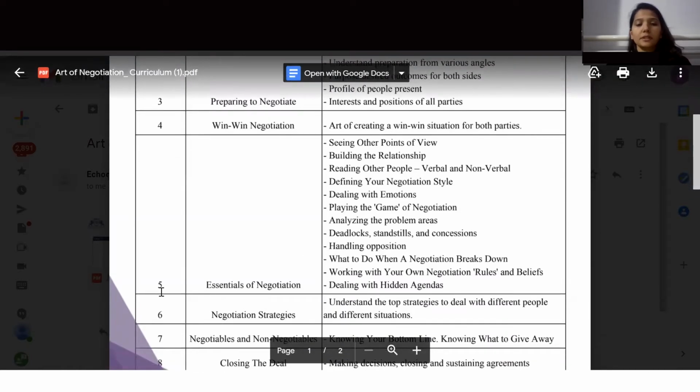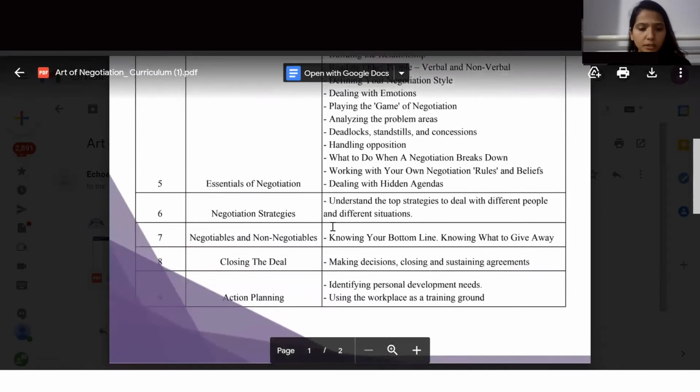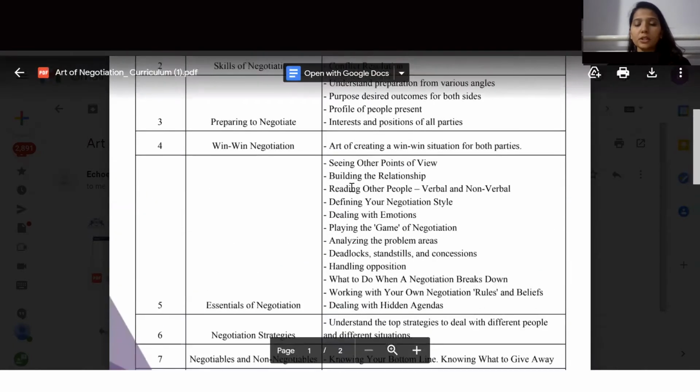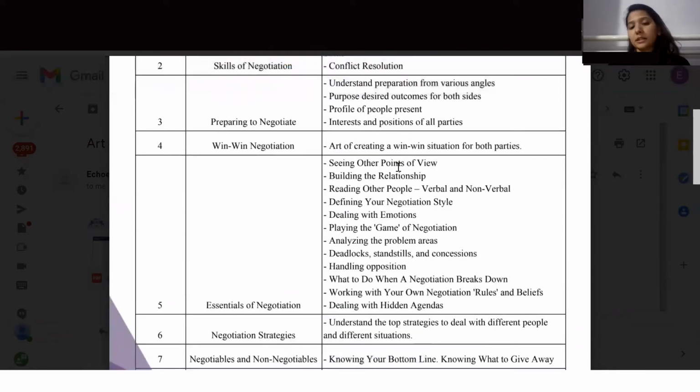Module 5 is, I think, the biggest chunk that we have here. Basically understanding the other people's point of view and their opinions, building the relationship, reading other people verbally and non-verbally, defining your negotiation style. There are different styles of negotiation, so understanding your own style is essential for you to pre-plan and then go ahead with your negotiation strategy.